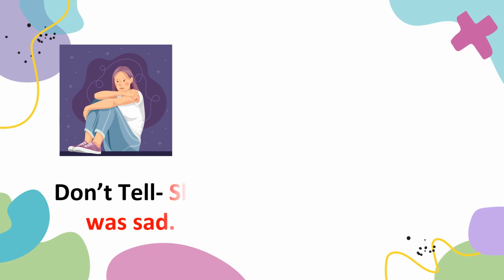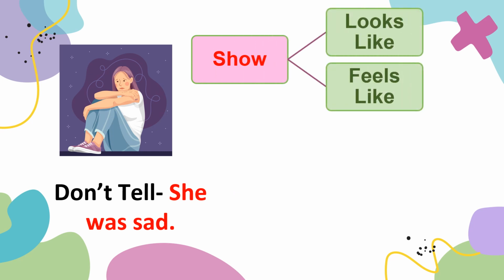So let's imagine you are reading a book and it says, "Shiva was sad." So that's the telling. In the telling sentence, the emotion is straightforwardly stated without any details. But what if the author described her actions and expressions?